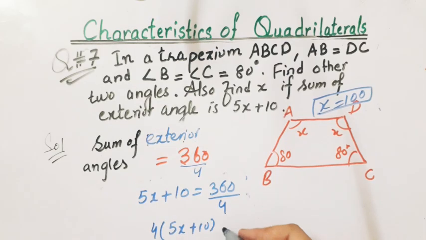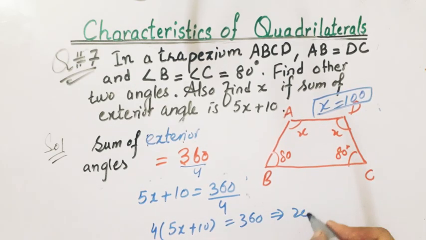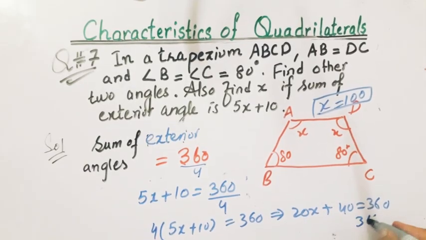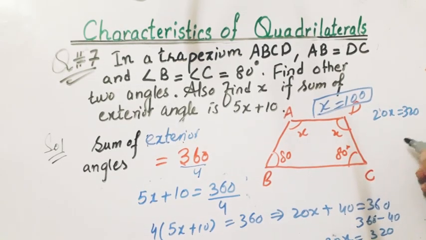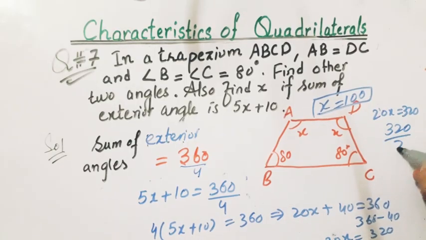then equals 360. 20x plus 40 equals 360. Now 40 is added, so it will be subtracted, so you get 360 minus 40, that is 320. So 20x equals 320. We will solve this here. So 0 and 0 are cancelled out. 2 ones are 2, 2 sixteens are 32. So x is 16. So this is the answer.